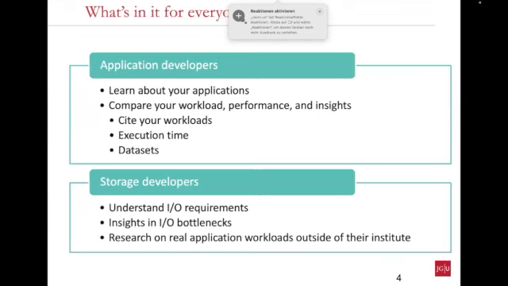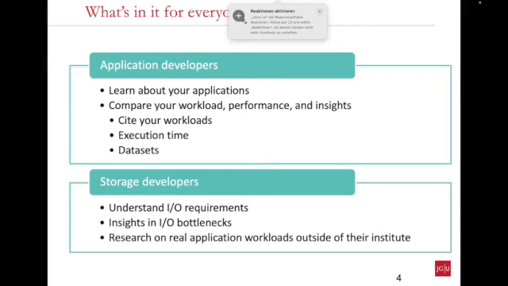So, of course, application developers will benefit because they can get some insights on the I/O behavior of their applications. They can even compare their I/O behavior to other applications. And for storage developers, for people trying to optimize storage, all these traces will make it a lot easier to understand what applications need.